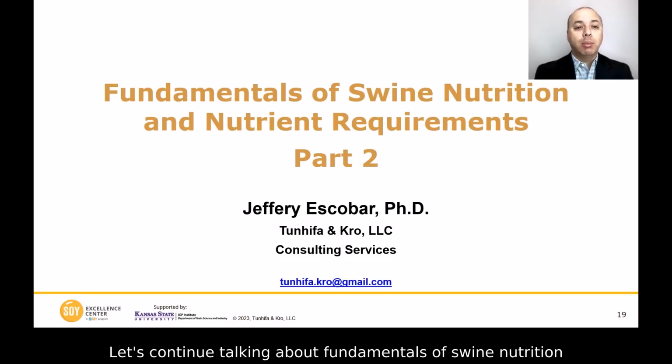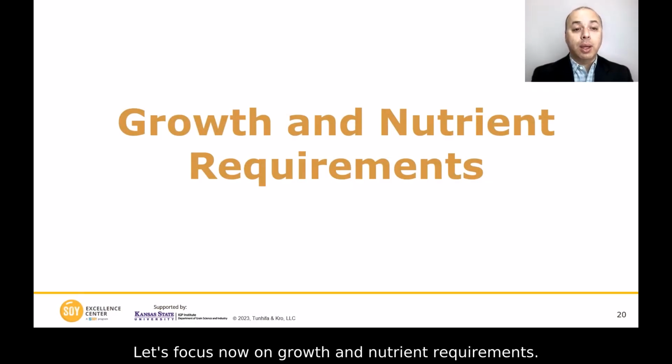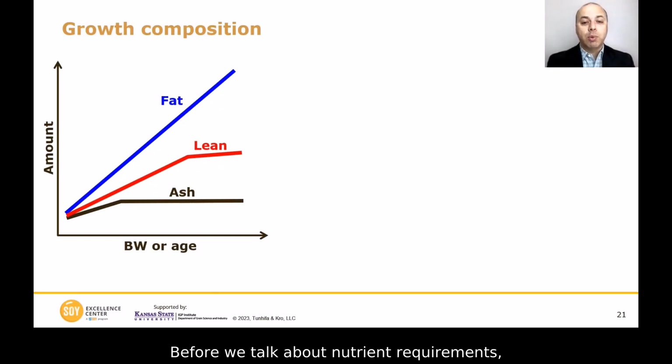Let's continue talking about fundamentals of swine nutrition and nutrient requirements. Let's focus now on growth and nutrient requirements. Before we talk about nutrient requirements, it's important to know the composition of the growth, because the composition of the growth is going to be a determinant of what the needs of those requirements are.